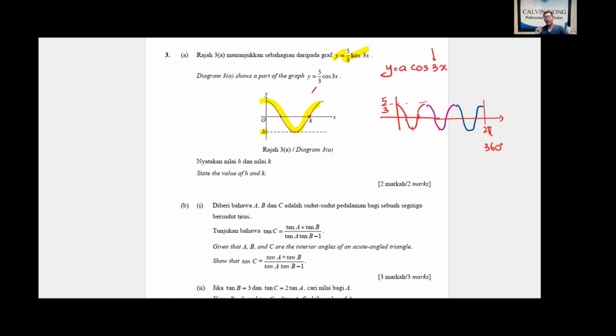Remember, look at the question. It asks you to state, not count. State means give the answer and you get the 1 mark. No working needed. I know you can count 1, 2, 3, 4, 5 until 12. Later I will send you the questions. You can count one by one until 12.